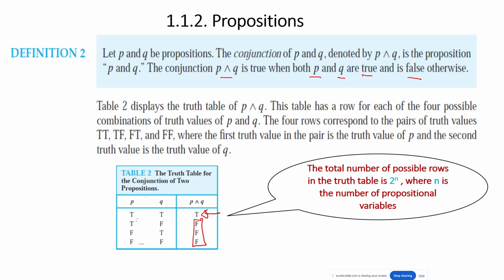And there's actually a rule. The number of possible rows in a truth table is 2 to the power of n, where n is how many propositional variables I have. I have 2, that means I have 2 to the power of 2, which is equal to 2 times 2, which is 4. That's why I have here 1, 2, 3, 4.